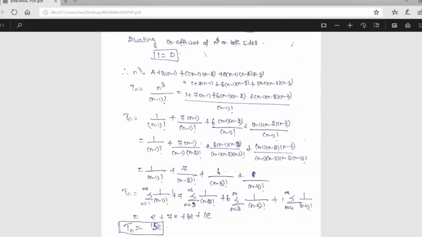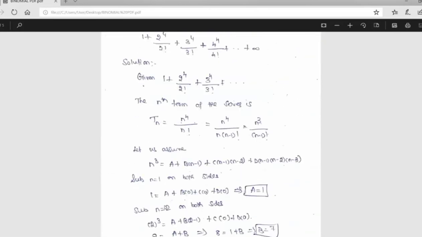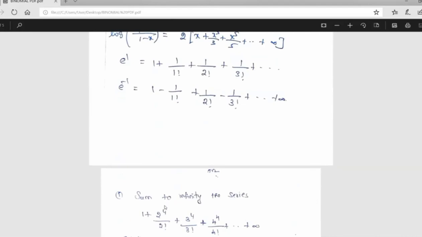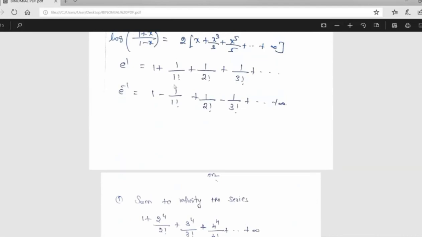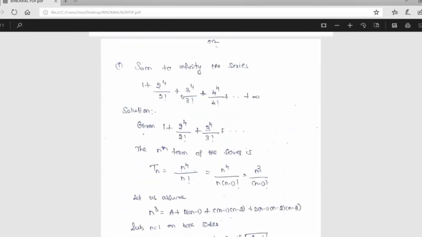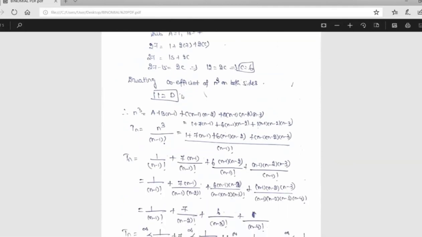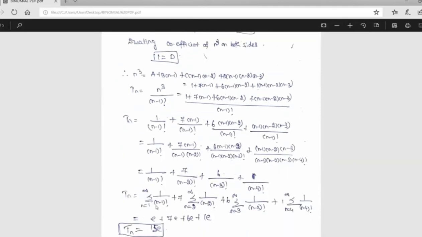And then altogether, if you substitute n equal to 1, what value will you get? 1 by 0 factorial, that is 1, plus 1 by 1 factorial plus 1 by 2 factorial. Likewise, it will be similar to the original formula. You have e power 1, which is 1 plus 1 by 1 factorial plus 1 by 2 factorial. So similar to this one, you will get it if you substitute n equal to 1 to infinity. So totally this value will become e.